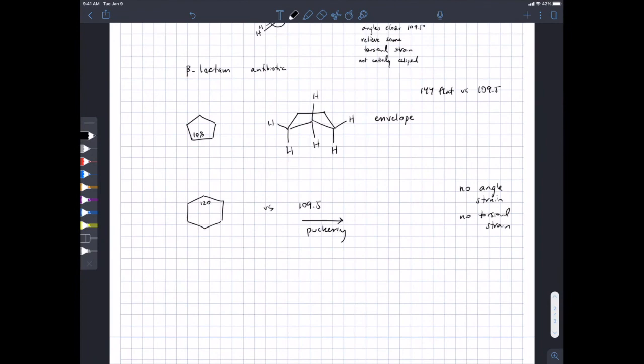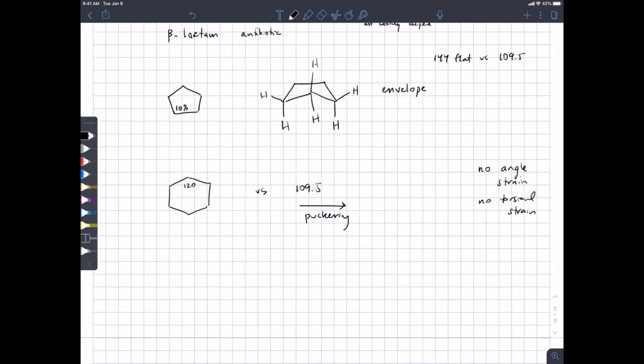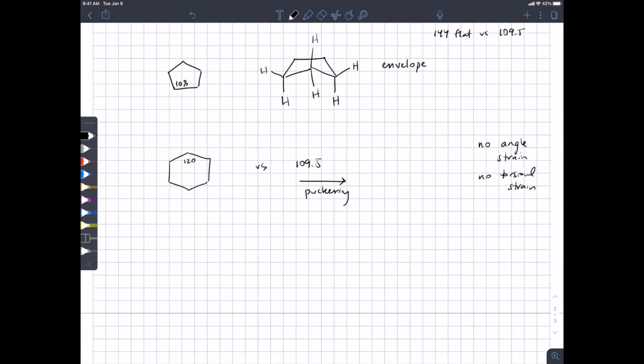All right, sorry about the bad information. We're beta testing this lecture right now. So with cyclohexane, you can relieve angle strain because once you pucker, all the angles are 109.5. And there's no torsional strain because all bond angles are 109.5 and all dihedral angles are staggered.